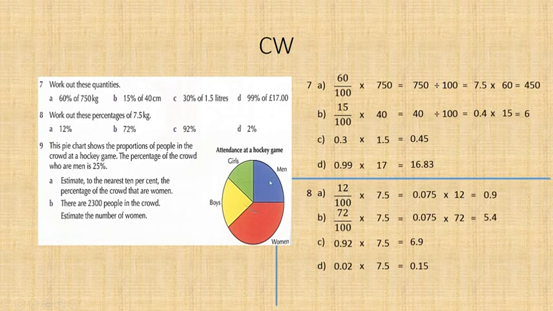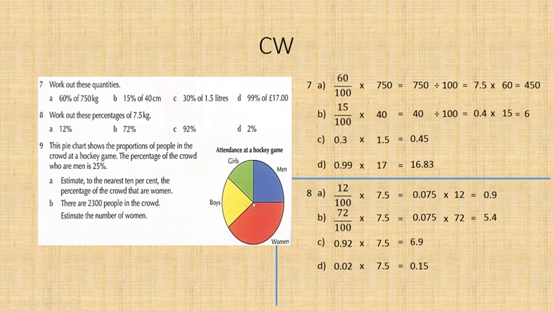Here, the men in blue are 25%. The question says estimate, to the nearest 10%, the percentage of the crowd that are women. Where are the women here? Women are in this color. So what's that? It's not 30%, because 30% would be a little bigger than the men, who are 25%. So 30% maybe it's here.